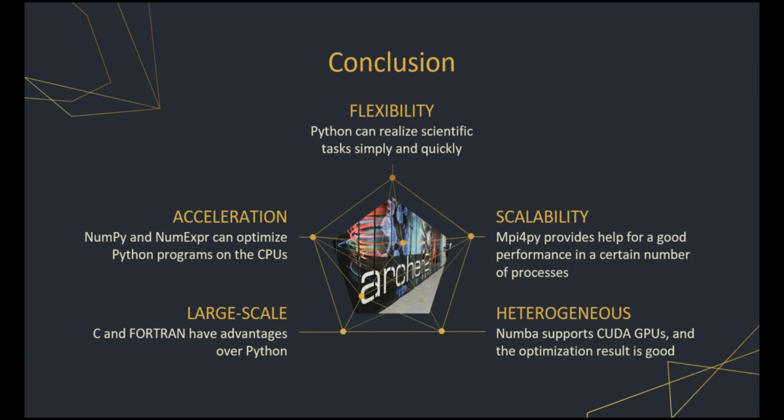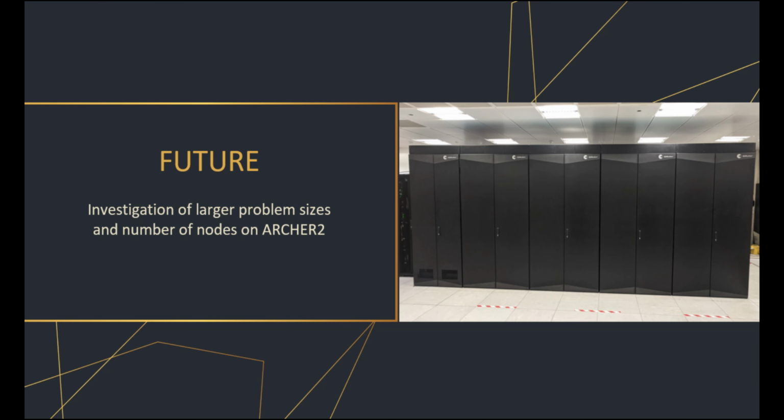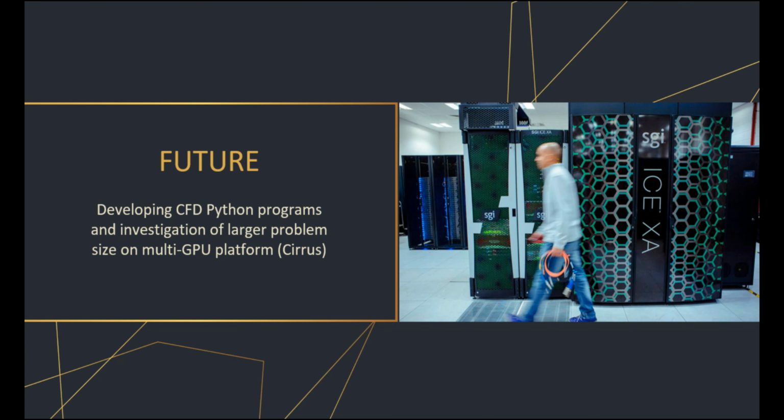Now Python can flexibly solve scientific problems. Use of NumPy and NumExpr can accelerate Python programs, and mpi4py can help for good performance up to a certain number of processes. C and Fortran still have advantages in large-scale computing, but we will continue to investigate the performance of Python in large-scale computing, including GPU platforms. So in the future, we can continue to investigate large problem sizes and more nodes on ARCHER2, and develop a multi-GPU CFD Python program on the supercomputer Cirrus with GPU nodes.